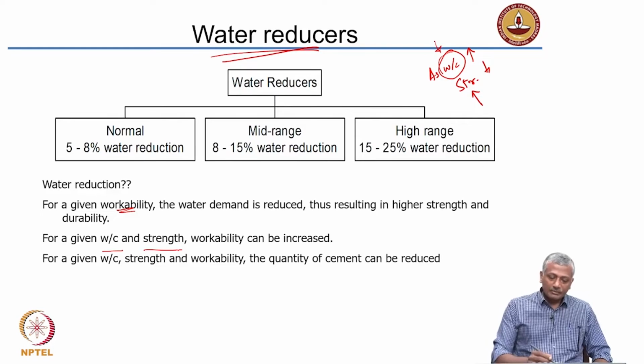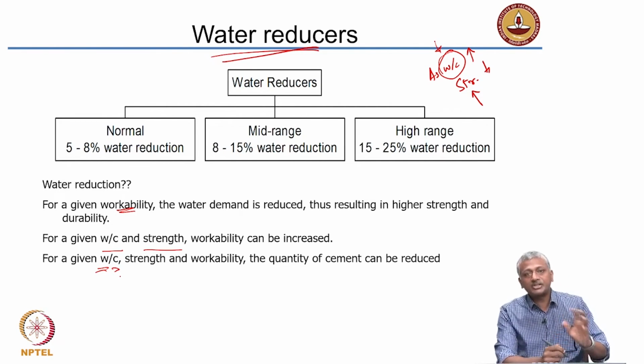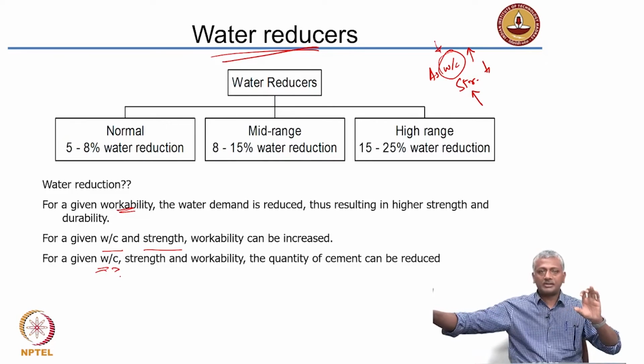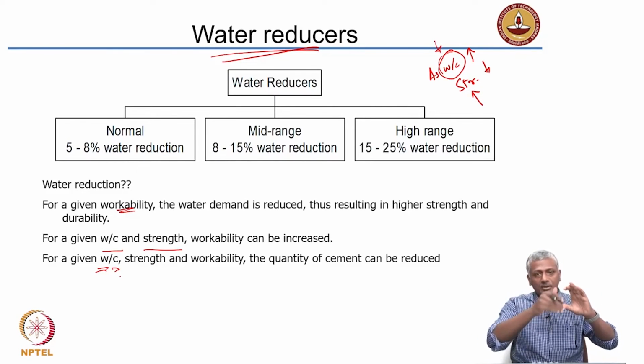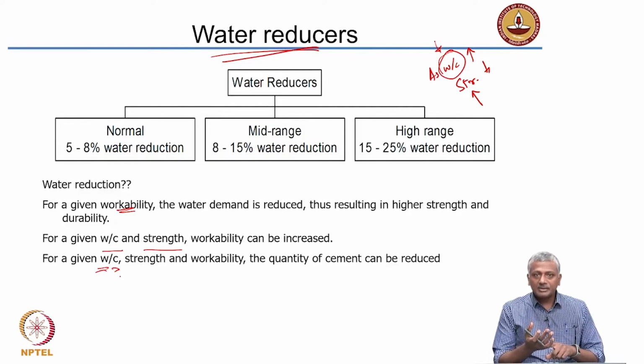Alternatively, as you are reducing your water, you can also reduce your cement to some extent. That is the biggest achievement that you can get with water reducers, that for the same water cement ratio, that means you maintain the strength and durability as constant, when you are reducing the water, you also reduce proportionally the cement content in your concrete. Less cement means what? More economical concrete. Less cement also means more environment friendly concrete.